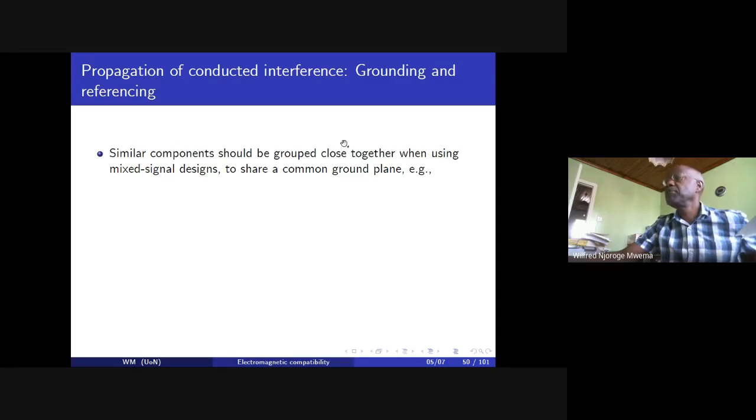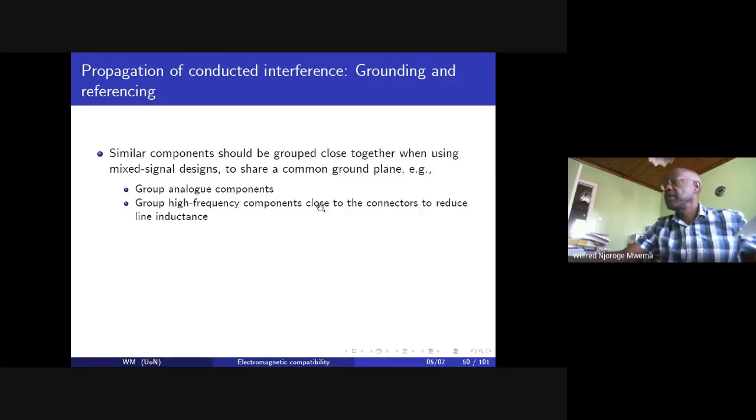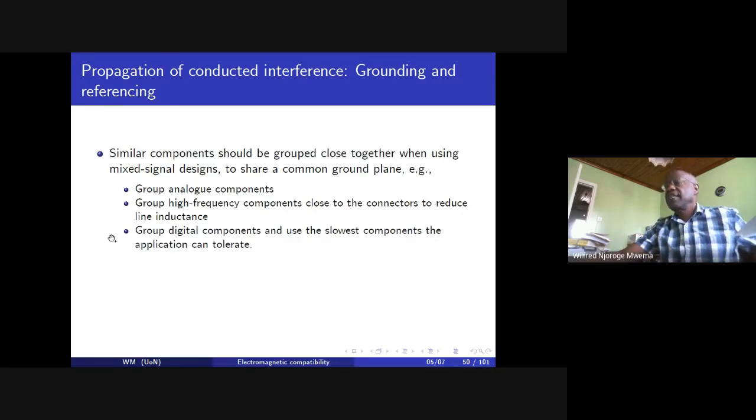Digital components should be put as close as possible together, in a separate area, spatially separated from the analog side. So when you are using mixed signal designs to share the common ground plane, for example, you group analog components and group high frequency components close to the connectors to reduce the line inductance.